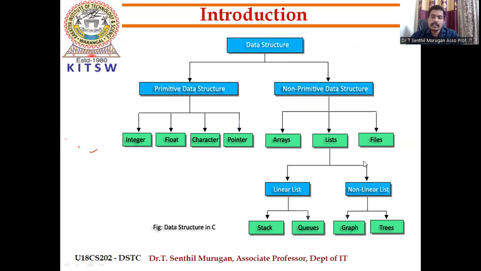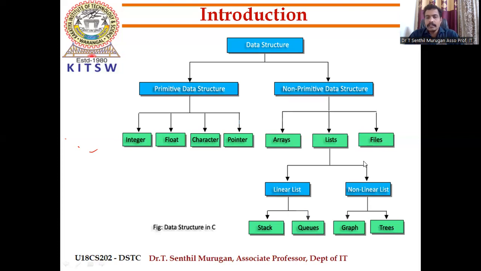Primitive data structure means, as we already know, integer type of data is considered an integer, float type of data is considered a float, character and string types are considered characters, and a pointer is used for pointing to a particular location. These are the primitive data structures we know. Non-primitive data structures are user-defined: arrays, lists, and files.